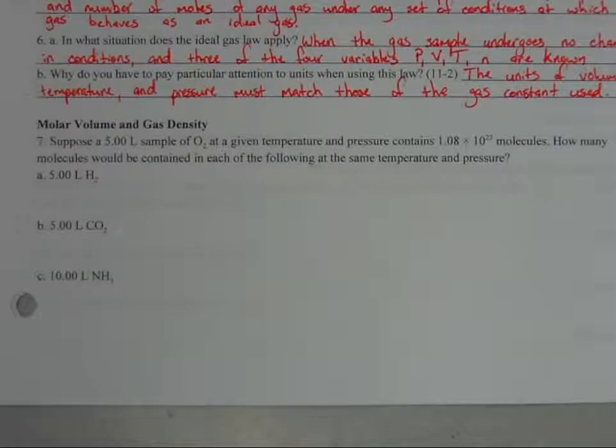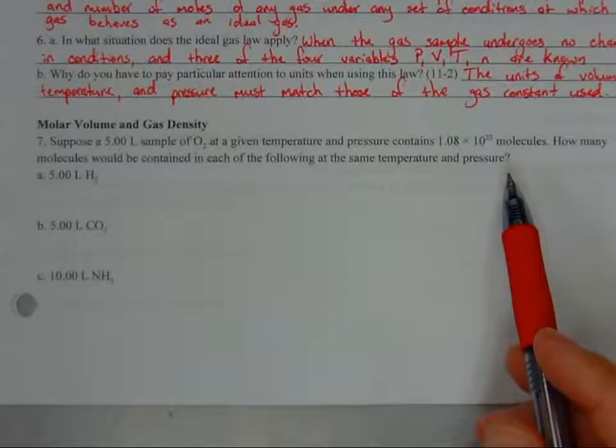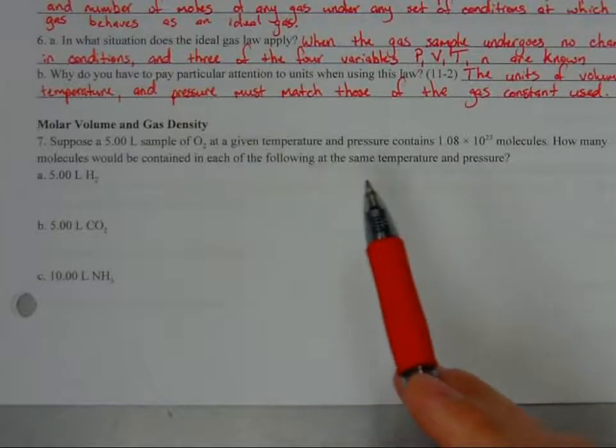And so that means that Gay-Lussac's law of combining volumes and Avogadro's law also apply. Now we're not going to be dealing with moles, so we're not necessarily going to be using Avogadro's law. We're dealing with molecules, so we're going to stick with the law of combining volumes. So how many molecules would be contained in each of the following at the same temperature and pressure?